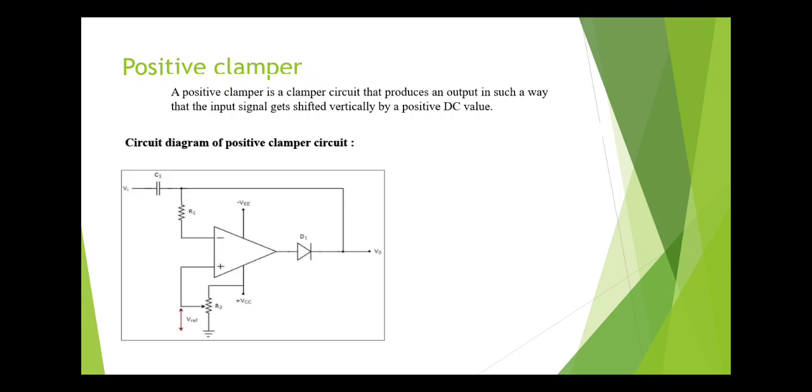This circuit produces an output which is the combination of sinusoidal voltage signal Vi and the reference voltage Vreference. That means the clamper circuit produces an output in such a way that the sinusoidal voltage signal Vi gets shifted vertically upwards by the value of reference voltage Vreference.